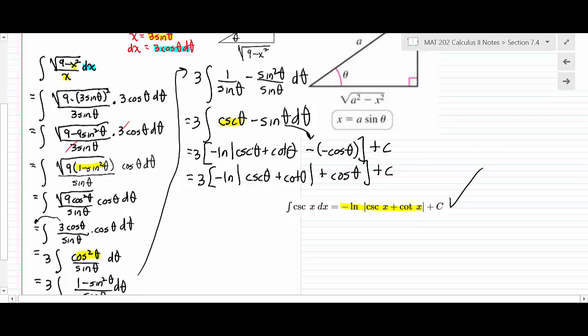So I just changed it. That made it really easy. Okay, so we got theta. Then we got to convert to x like that.